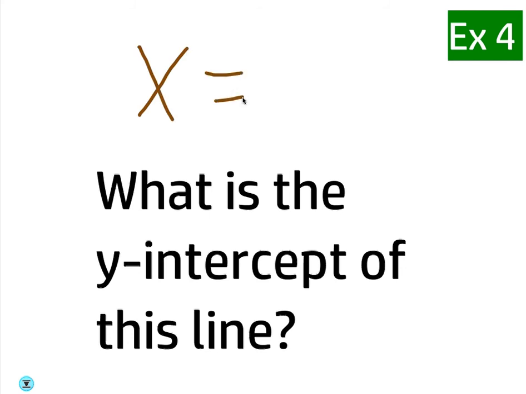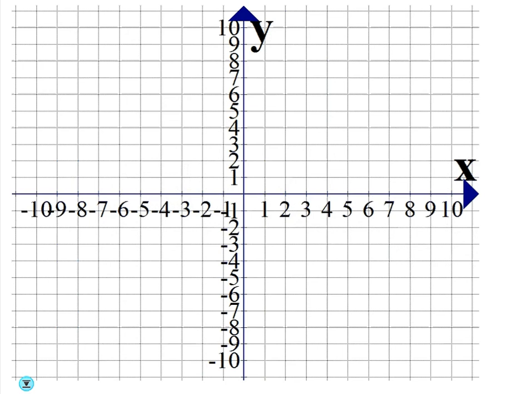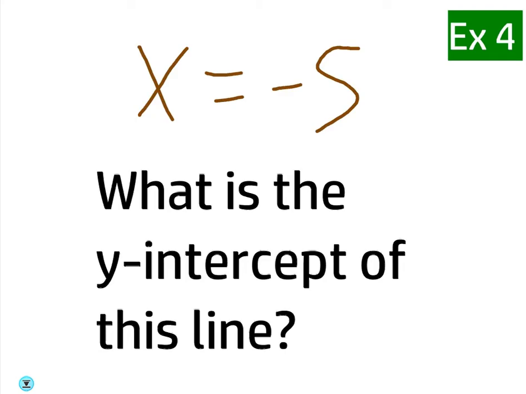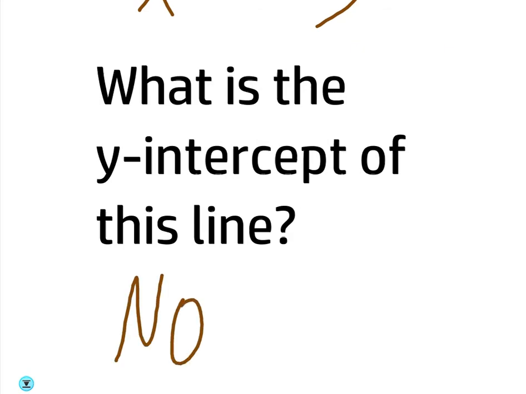What's the y-intercept of this line? 0? Undefined? Actually, it wouldn't be 0. It won't cross, okay? If we graph this, x equals negative 5, we know it's a vertical line. That line will never cross the y-axis. So will it be 0? It won't be 0. In order for it to be 0, it would have to cross right there. It doesn't cross there. There is none.